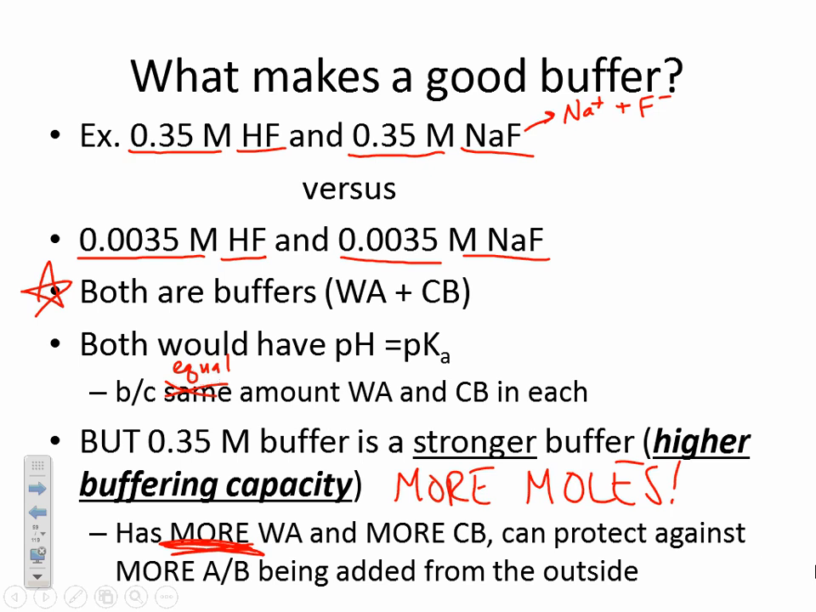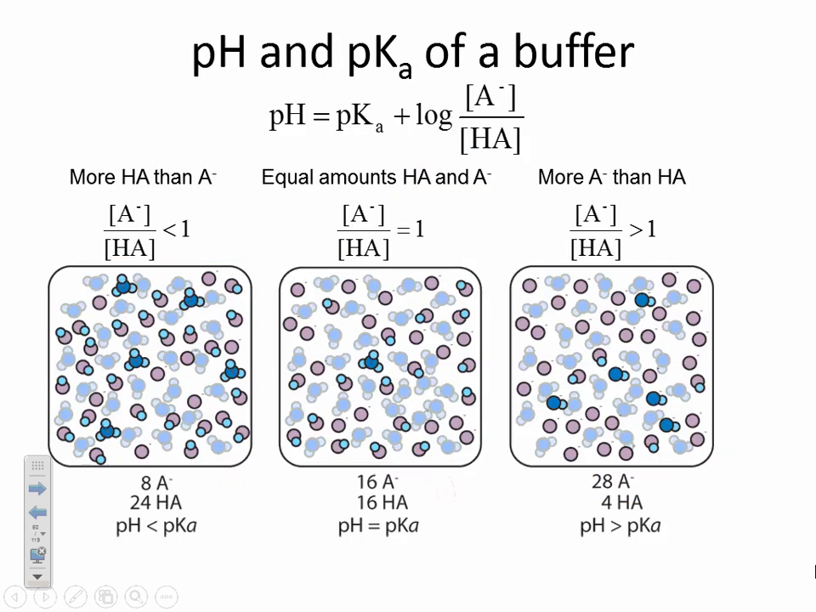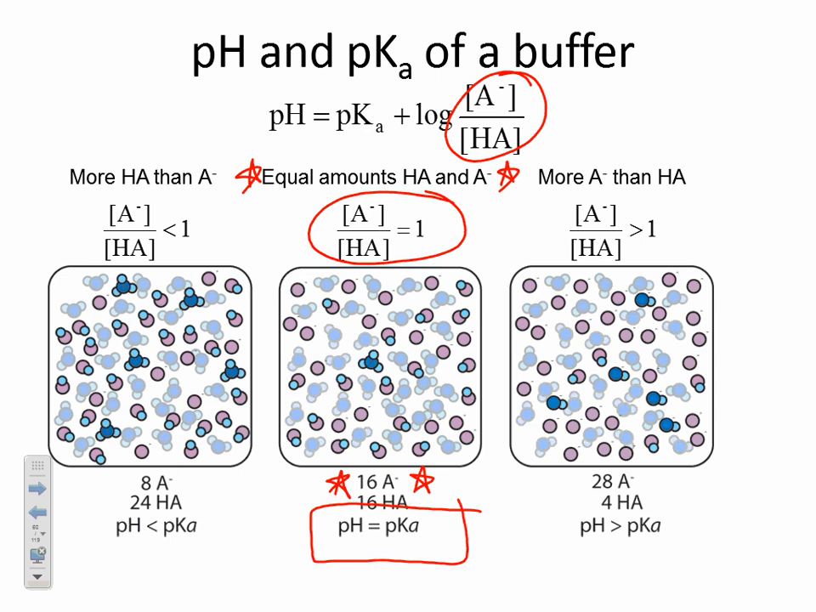So yes, they're both buffering systems. Yes, both of them have pHs equal to pKa, but one of them is going to be better at protecting against added concentrations. So looking at this ratio, pH is equal to pKa plus log of A minus over HA. Well, when these two are equal, which we've been saying, if A minus and HA are equal, which is the middle one, then A minus over HA is equal to 1. And this diagram is simply showing that if you have exact equal quantities of both in solution, 16 A minus and 16 HA, then you get this situation right here, pH is equal to pKa.